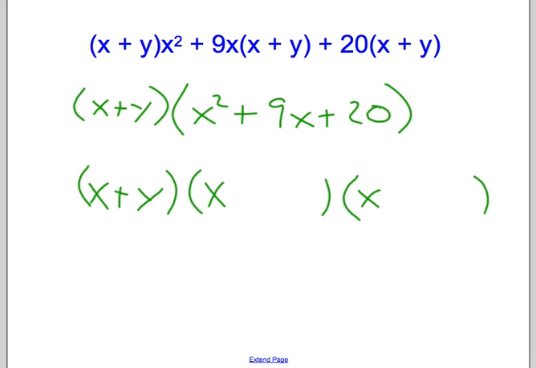So x plus y in parentheses, and then our two sets of parentheses that we're factoring our trinomial into, x and x. The signs are going to be the same, and they're going to be positives. So I want the factors of 20 that have a sum of 9. 5 and 4. And that is your answer.